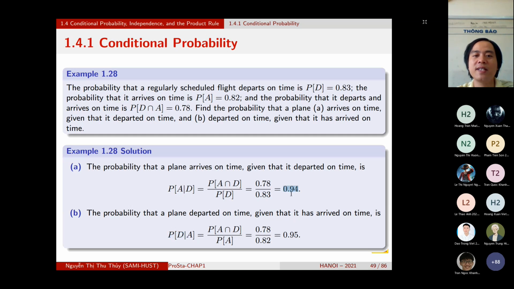Here you see that P(A given D) is 0.94 and P(D given A) is 0.95. So in this case, P(A given D) is less than P(D given A). But if we change the assumption, then P(A given D) can be bigger than P(D given A). It depends on the assumption.